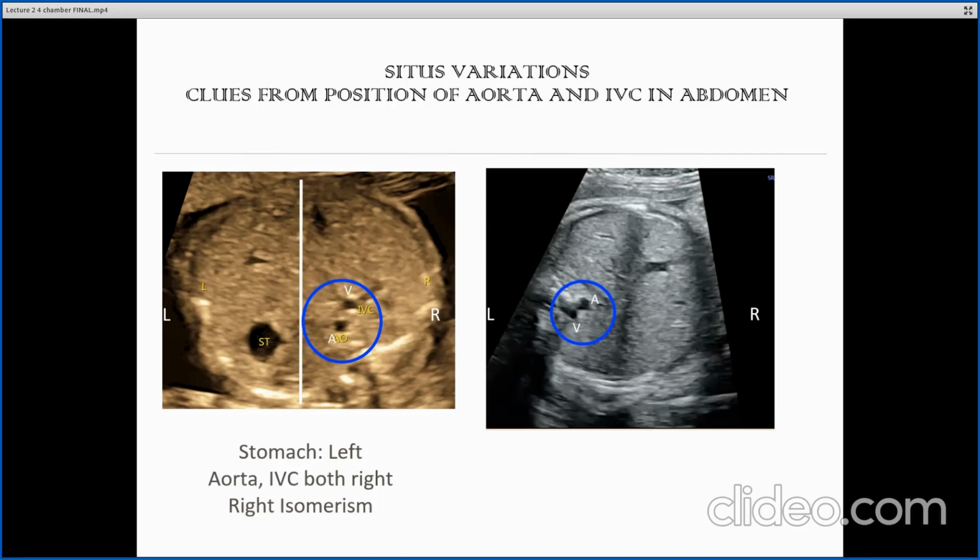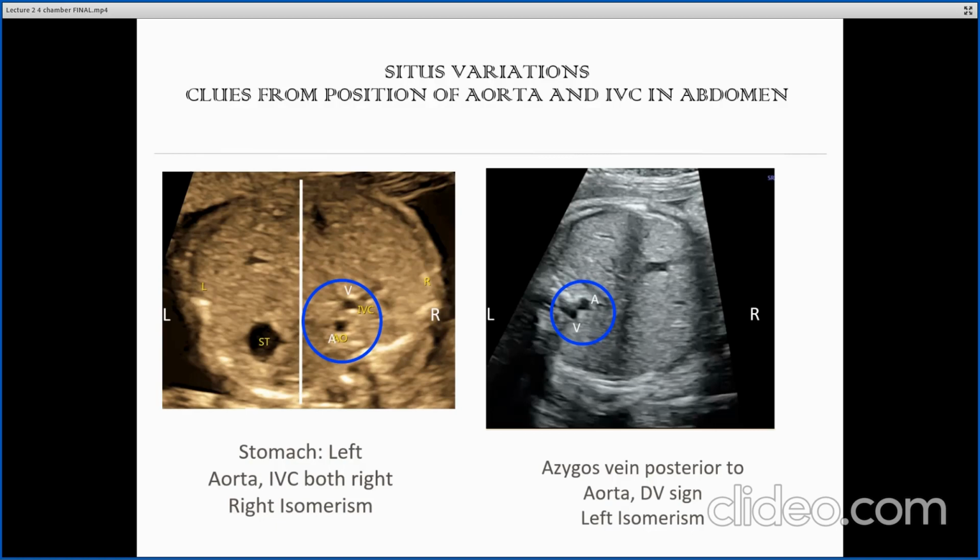In this case, what has happened is the inferior vena cava is absent and the IVC is continuing as the azygos vein into the SVC. So this is referred to as the double vessel sign, and this is a characteristic feature of left isomerism. So by simply looking at the position of the aorta and the IVC in the abdominal situs, we get clues towards this diagnosis of complex hearts called isomeric hearts.